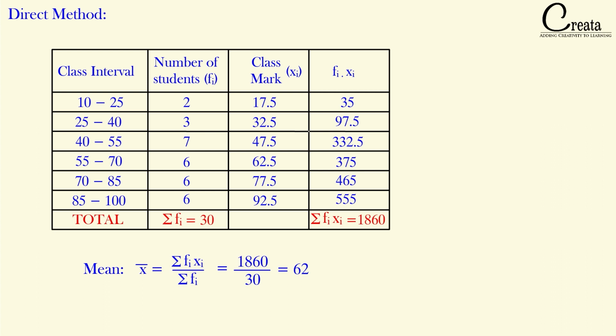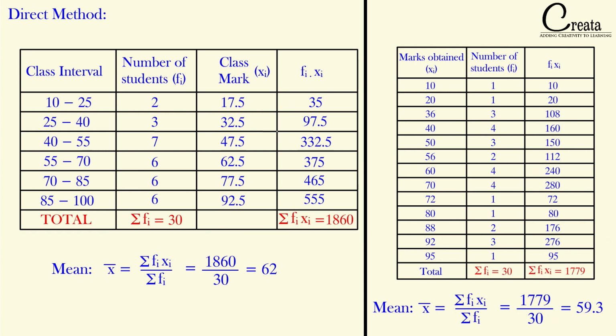Got it? One thing you should note is that the mean we got using the direct method is 62, and the actual mean that we got from the previous method is 59.3. We have a difference. Why are we getting this difference? We should get our answer as 59.3, but we are getting 62 using the direct method.